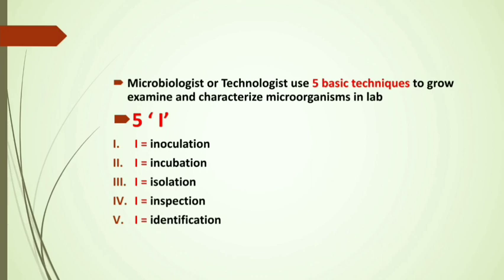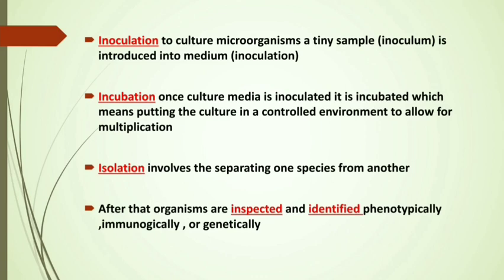Microbiologists or technologists use 5 basic techniques to grow, examine and characterize microorganisms in the lab. The 5 basic techniques include 5 different I's. These I's include inoculation, incubation, isolation, inspection and identification. Now looking one by one, inoculation means to culture microorganism into a medium. The medium may be solid, semi-solid or even liquid in nature.